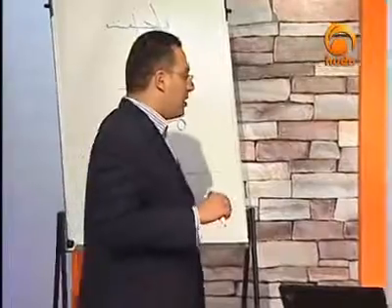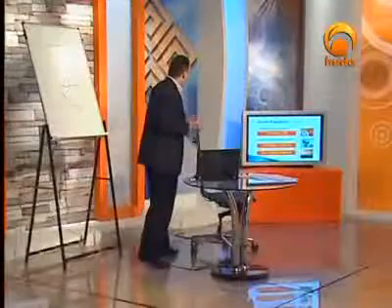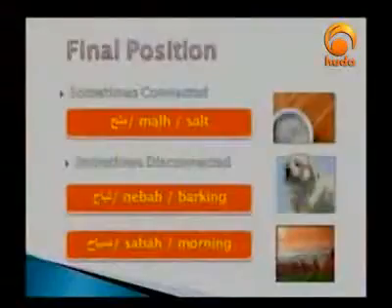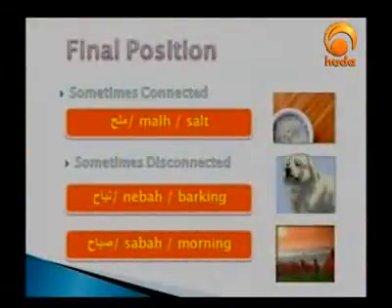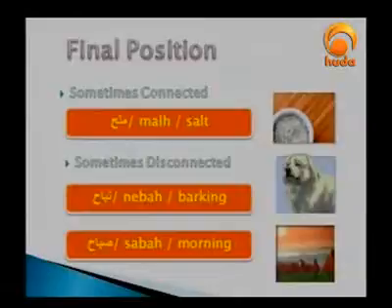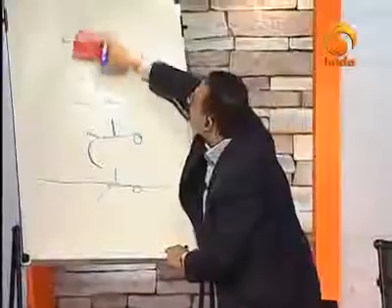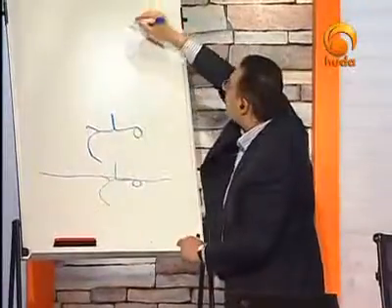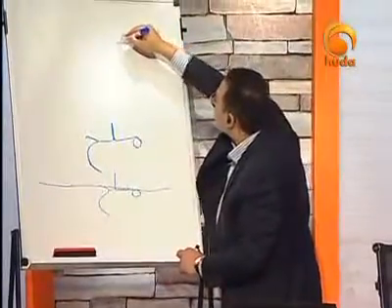Okay, but this is probably how it comes in the final position, sometimes connected, and sometimes also it comes disconnected, like what we might have here, which is called nibah, which means in English barking, or sabah, which means morning. Let me just repeat that again. Here it is. I can write that here again. And please follow me in writing this word. Please, if you can write the whole word, I would appreciate that. Here it is, sabah.